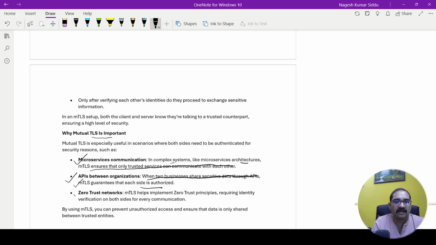And also zero trust networks, where for each connection we establish the security and authenticity of each of the services that are communicating. Zero trust networks help implement zero trust principles, requiring identity verification on both sides for every communication. So you can prevent unauthorized access and ensure that data is only shared between trusted entities. Hope this makes some sense about mTLS and TLS.